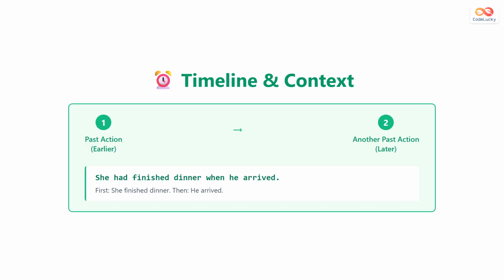Past perfect shows the order of two past events. Action 1 happened first, earlier in the past. Action 2 happened second, later in the past. For example, she had finished dinner when he arrived. First, she finished dinner. Then he arrived. This time relationship is the key to understanding past perfect.